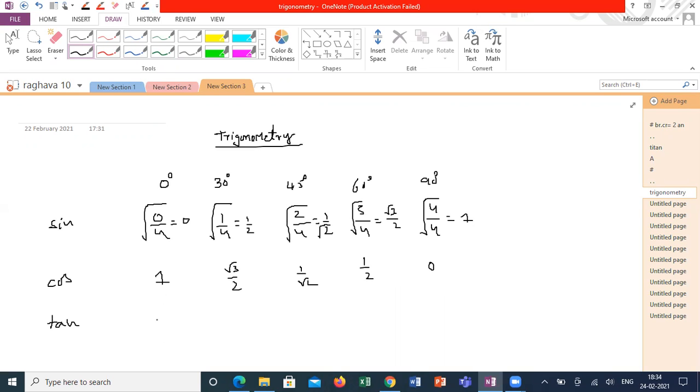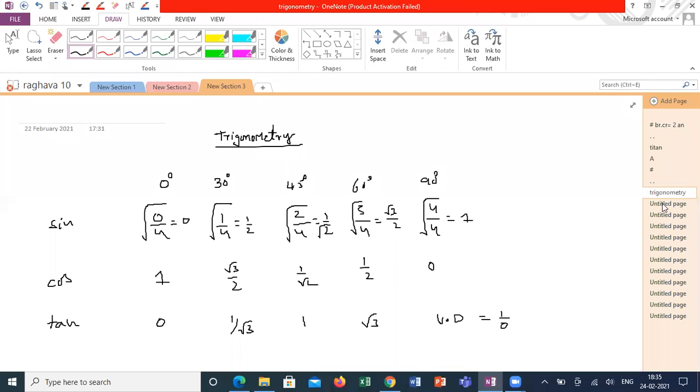And sine by cos is tan. So 0 by 1 is 0. So this is 1 by root 3. This is 1. This is root 3. This is undefined, or 1 by 0. Clear? This is the table we are using. Am I right? Yes, sir.